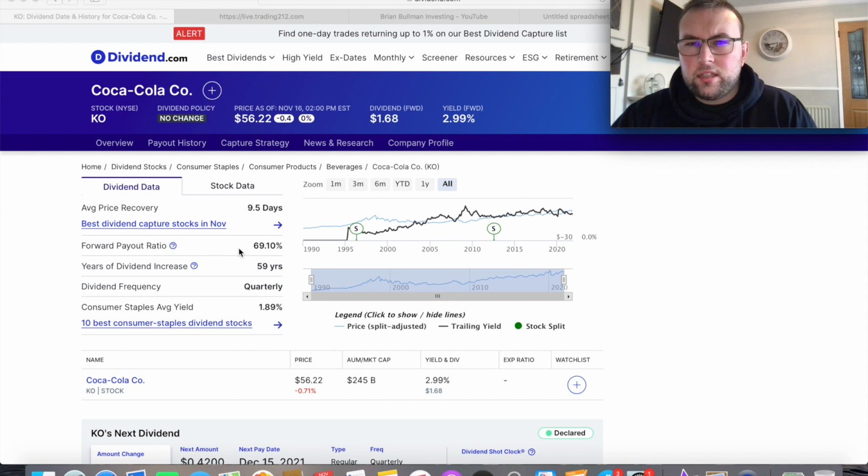Now we can see here it has a forward payout ratio of 69.1%, and it is definitely one of the dividend aristocrats, which is very safe in my opinion, with a yearly increased dividend of over 59 years, which is extremely impressive. Now, as mentioned earlier, stocks have different frequencies in terms of payouts, and in Coca-Cola's case, they pay out quarterly. That doesn't mean you get $1.68 every quarter. That gets split into 4 and paid out quarterly.